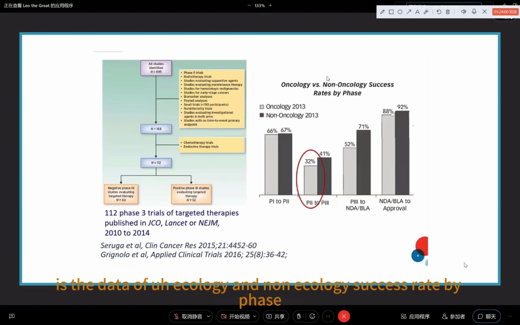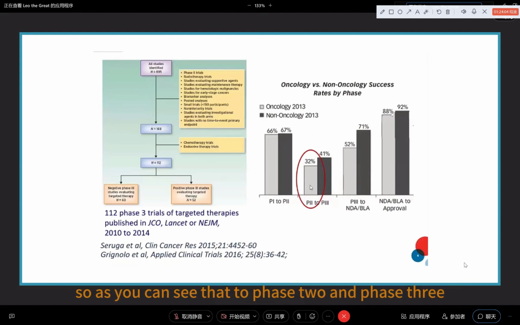This is the data of oncology and non-oncology success rate by phase. As you can see, moving to phase 2 and phase 3, the success rate is typically low compared to moving on from phase 3 to NDA or BLA. So it means that a lot of the drugs fail at phase 3. So I'll pass the stage to Rod. He will continue presenting.